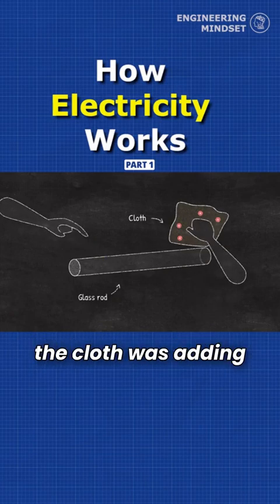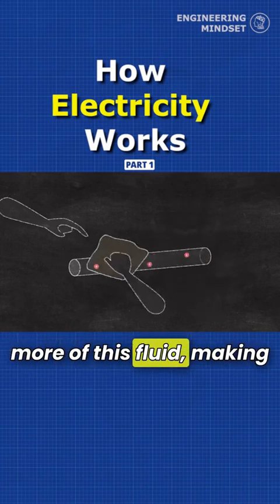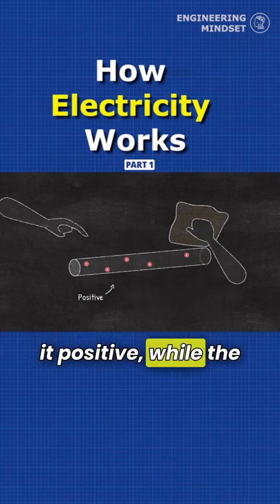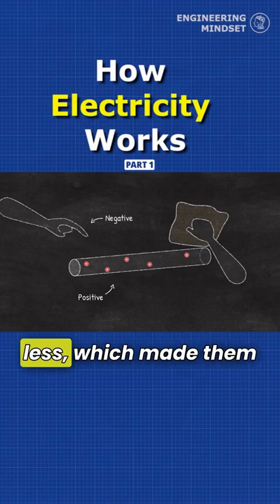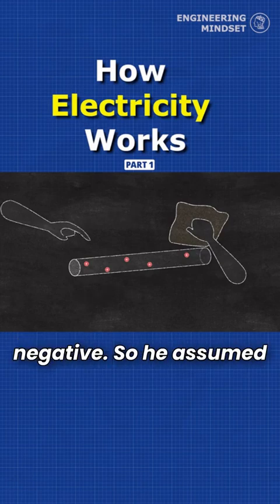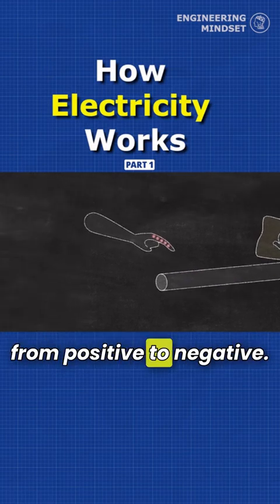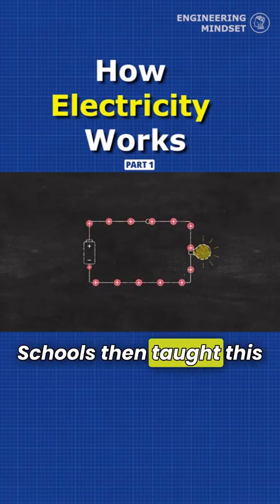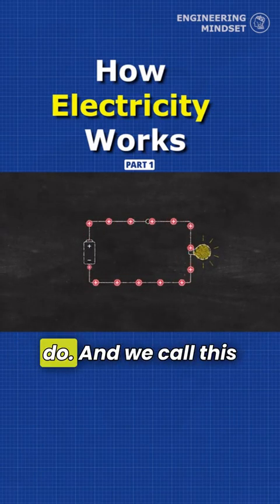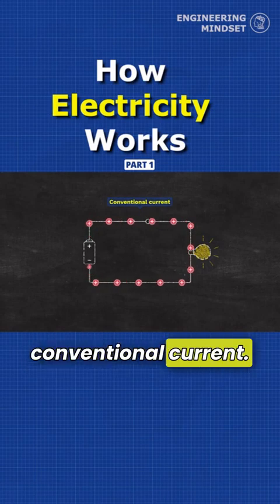He believed the cloth was adding more of this fluid, making it positive, while the person touching it had less, which made them negative. So he assumed that electricity flowed from positive to negative. Schools then taught this information, many still do, and we call this conventional current.